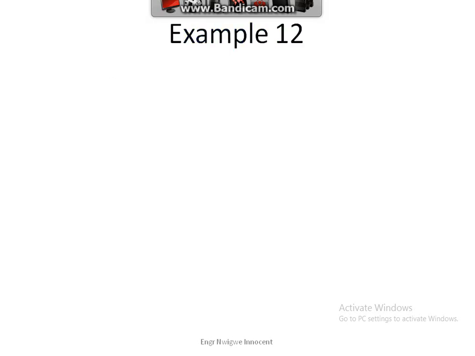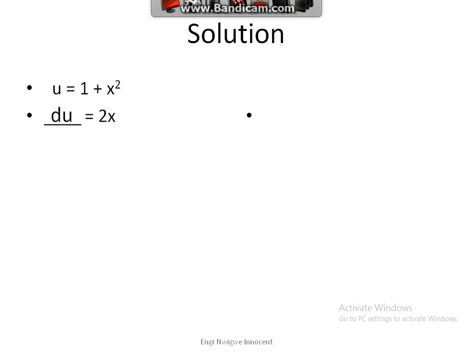Example 12. Evaluate the integral of x times the square root of 1 plus x squared dx. Solution. u is equal to 1 plus x squared. du over dx is equal to 2x. dx over du is equal to 1 over 2x. dx is equal to du over 2x.